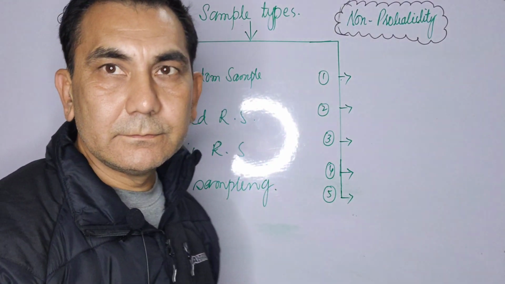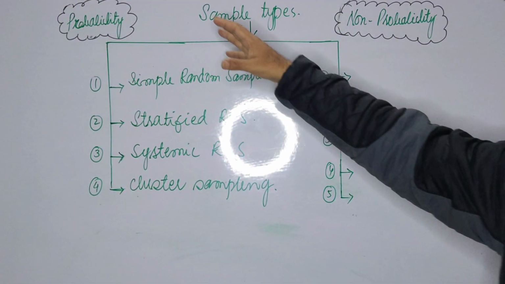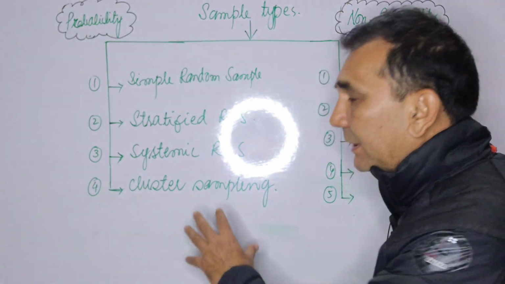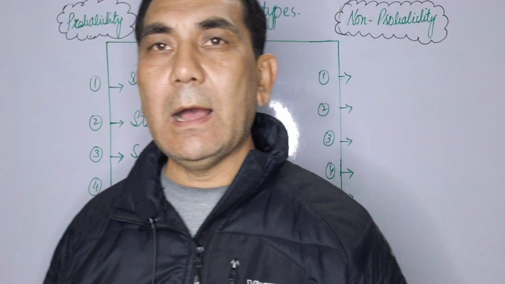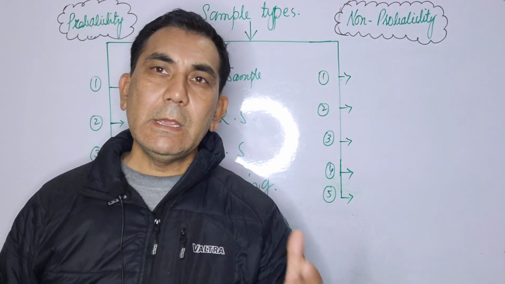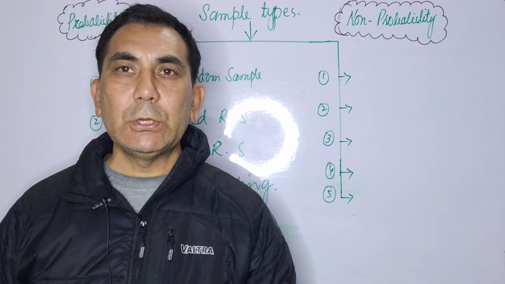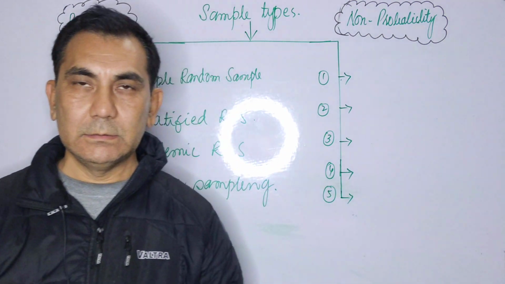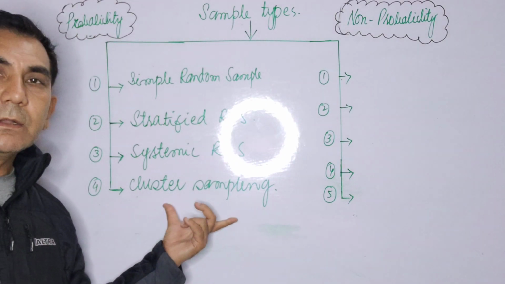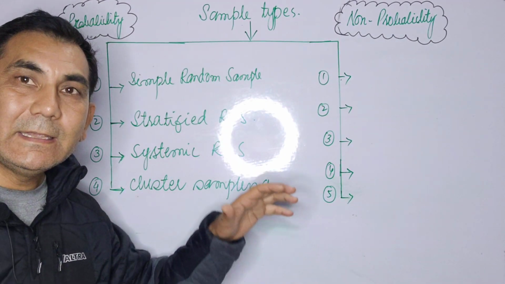Cluster sampling. Now, where is cluster sampling used? It is a type of probability sampling. Cluster sampling is always used in an area where the frame of the individuals, or the frame of the population, is not available. If the frame of the population or the sample is not available, then you go for cluster sampling.